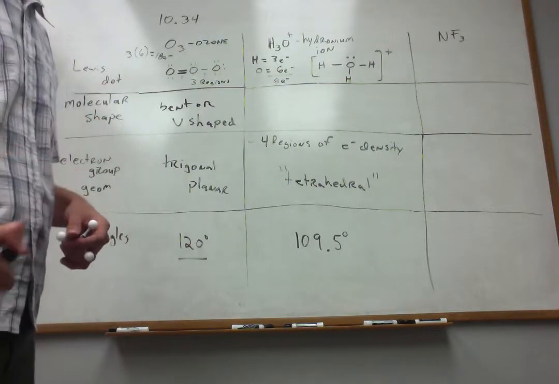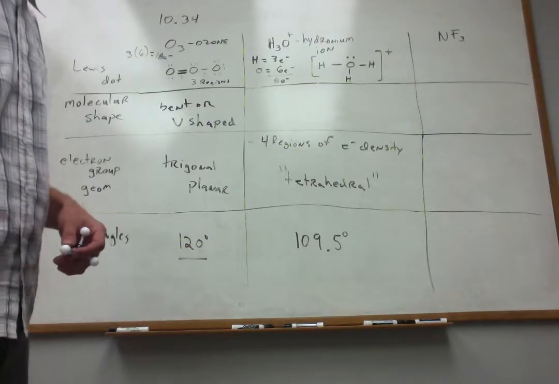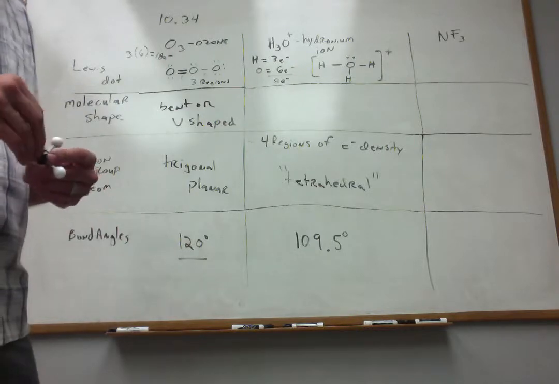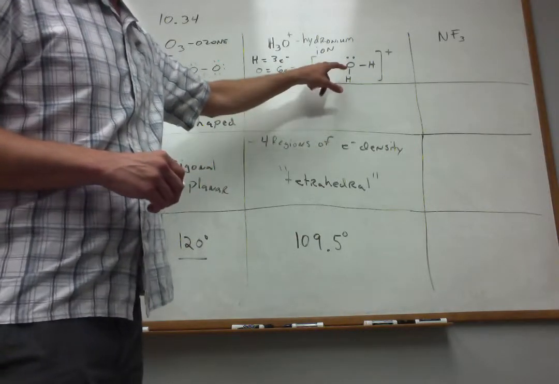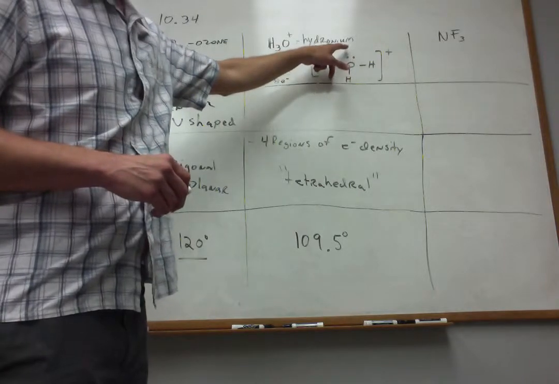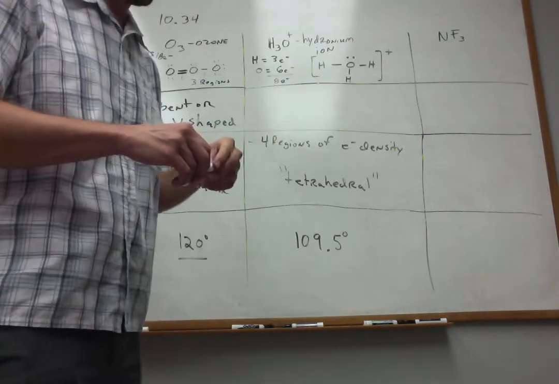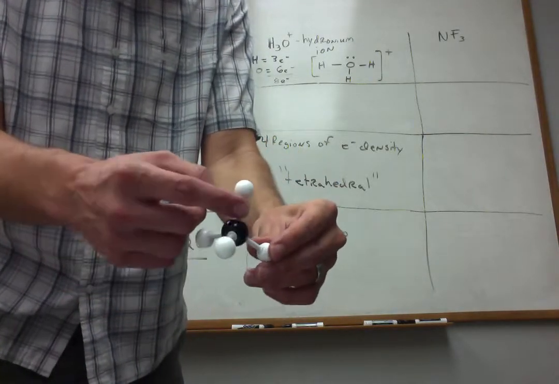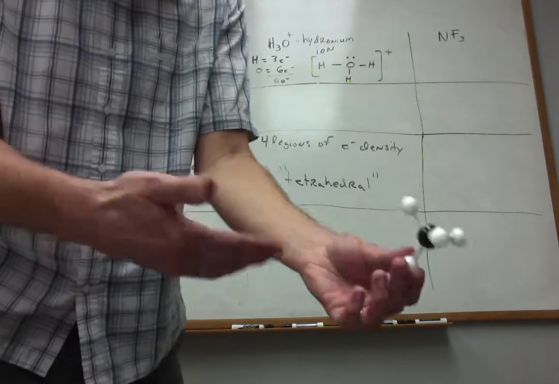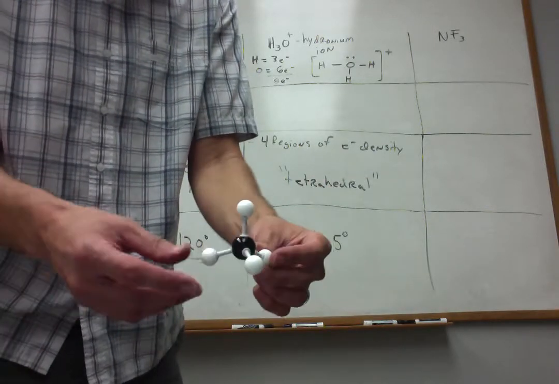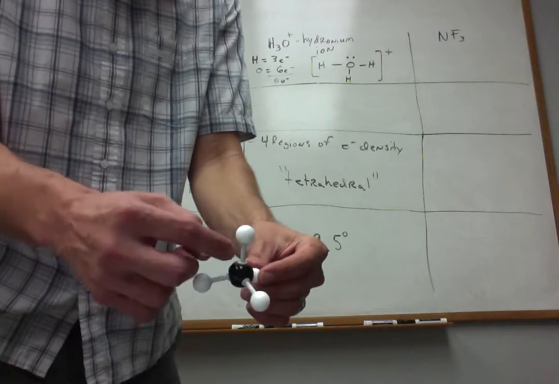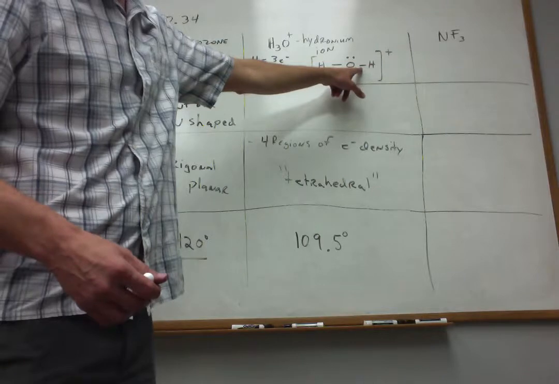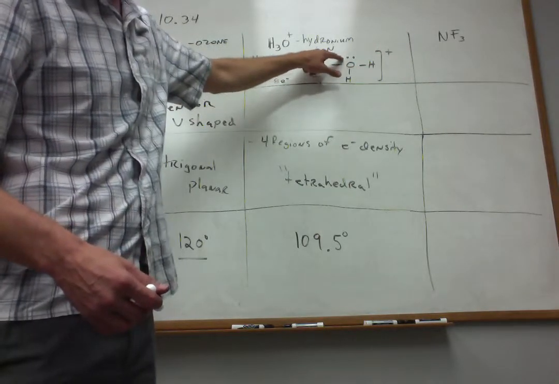Remember, the shape is different than the electron group geometry because the shape only considers atoms that are bonded to the central atom. Now, if I had a 4th bond here, another atom here, this would be my molecular geometry. So if all of your regions are bonding pairs, the electron group geometry is the same as the molecular geometry. It's always the same. But we don't have that here. 3 of our regions are bonding pairs, but the 4th is a lone pair.